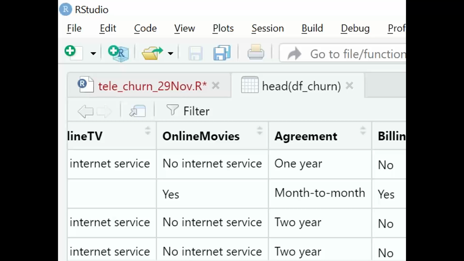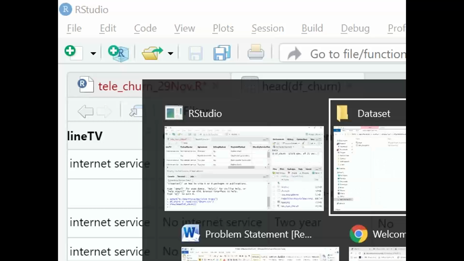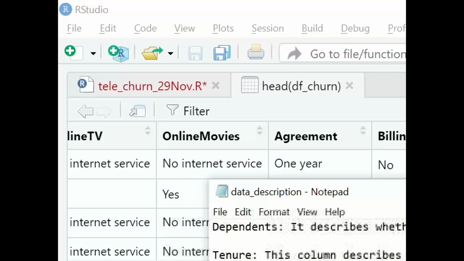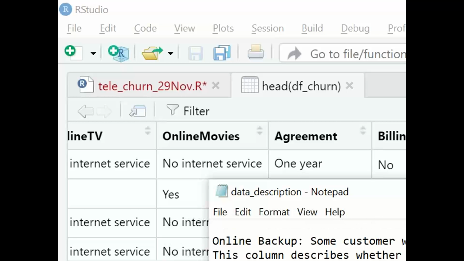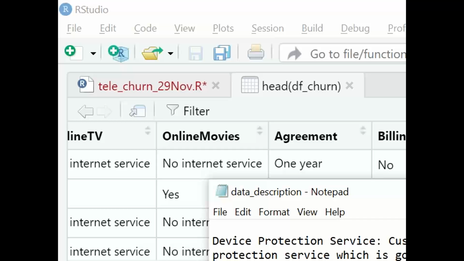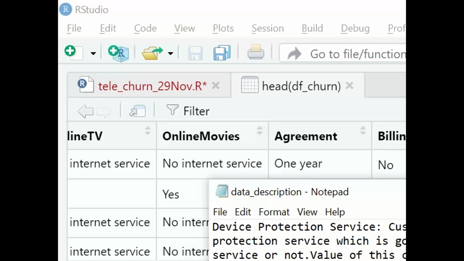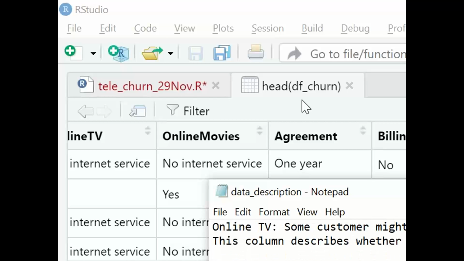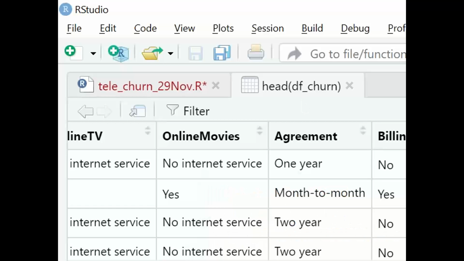Billing method, if you see, let me just open the data dictionary as well. Okay, so you will see over here, this is the agreement. A customer might have a month-to-month agreement or a one-year connection. Billing method means whether a person has subscribed for paperless billing or not. So all the different variables are given to us based upon the data that the company has collected about each of their customers. Okay.